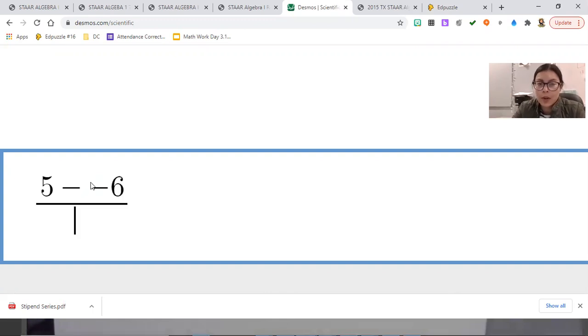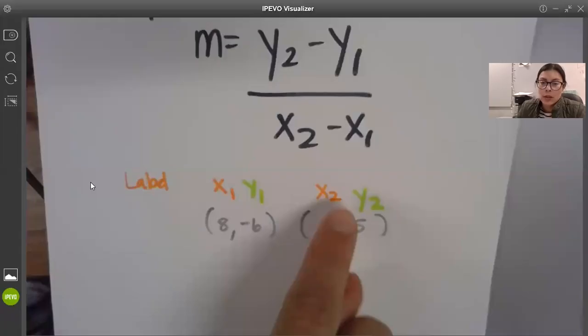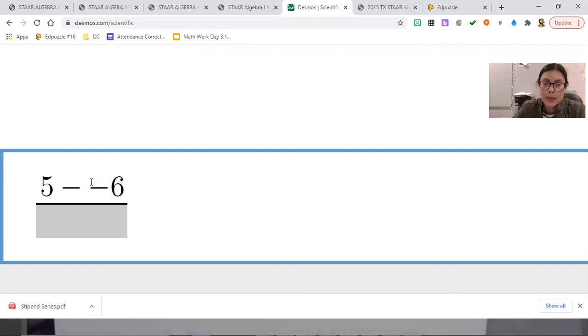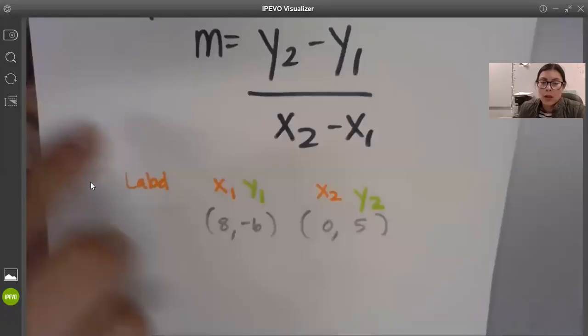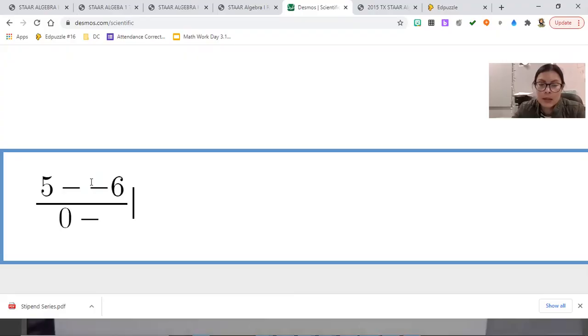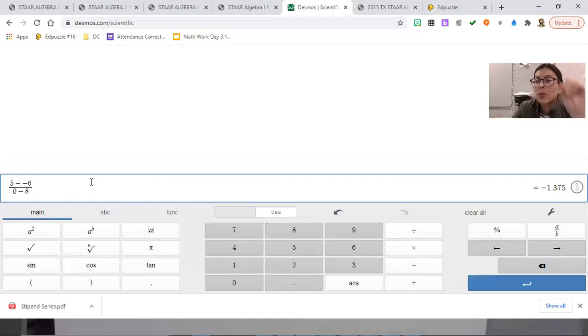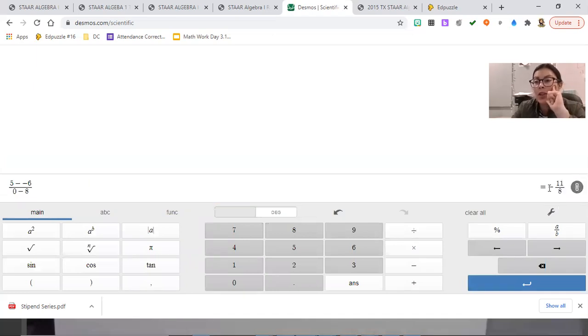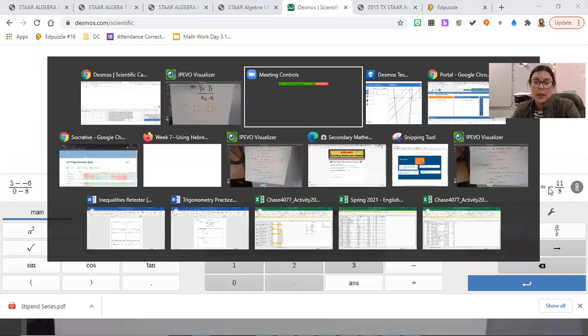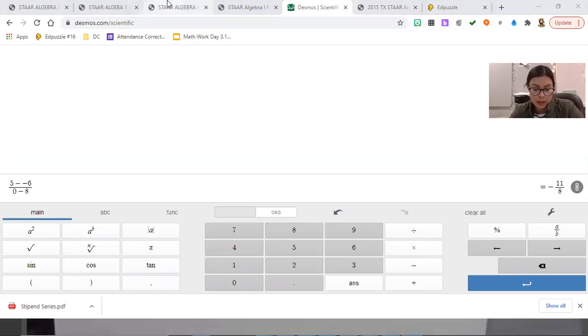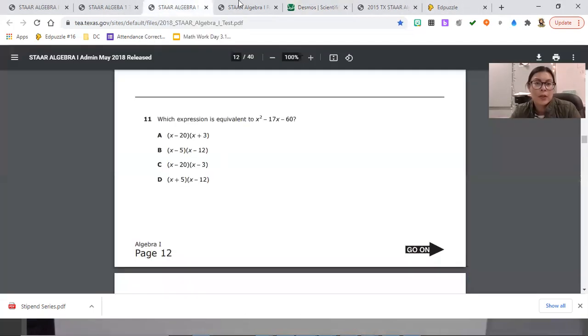And then over x2, x2 is 0. Minus x1, which is 8. And then that's your slope. Now, we prefer slope in fractions, so you click on that to make it into a fraction. So I want you to practice with the next one, and that is number 5.